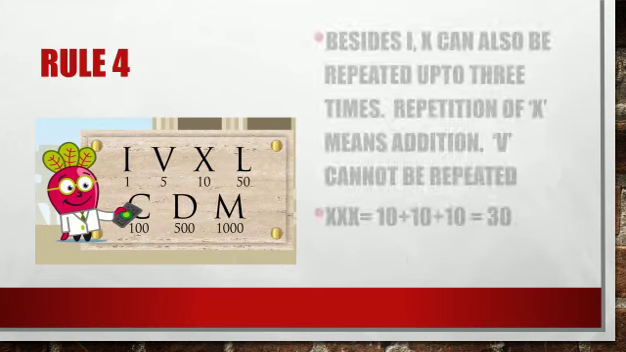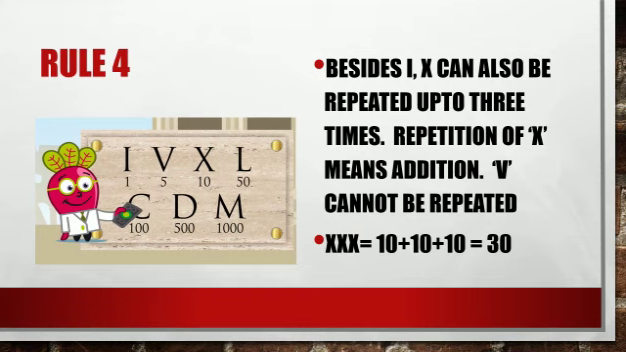Rule number 4. Rule number 4 states that besides I, X can also be repeated up to 3 times. Repetition of X means addition, while V cannot be repeated. That means X would mean 10, XX would be 10 plus 10 is equal to 20, while XXX would mean 10 plus 10 plus 10 is equal to 30. So what do we mean by V cannot be repeated? We cannot write V more than one time. So VV is wrong.